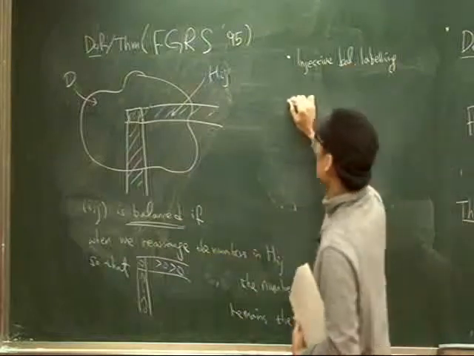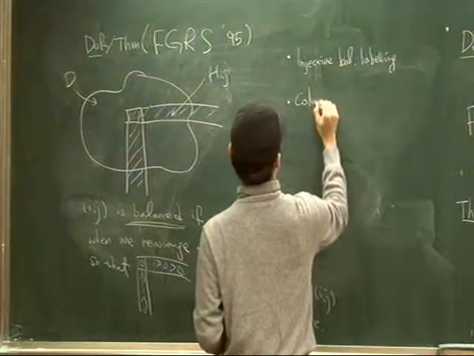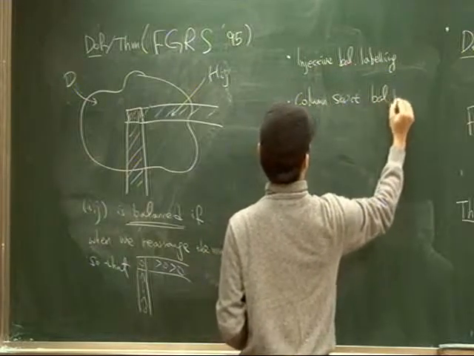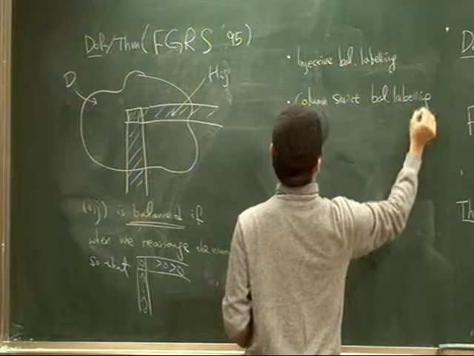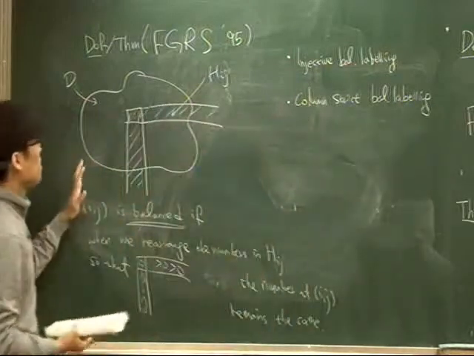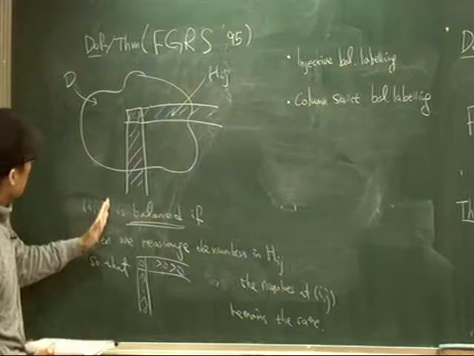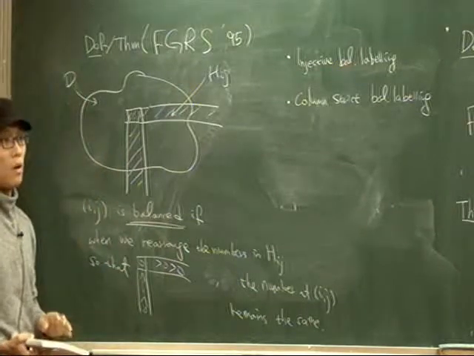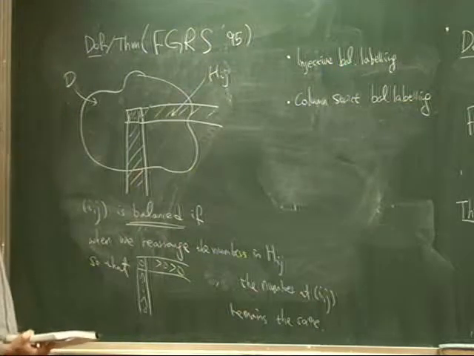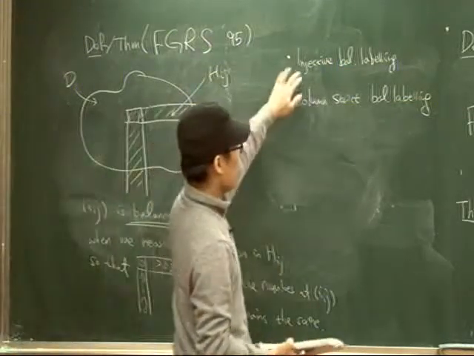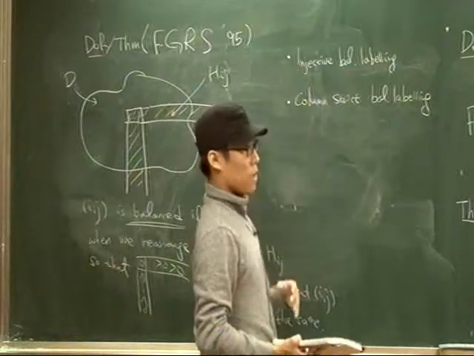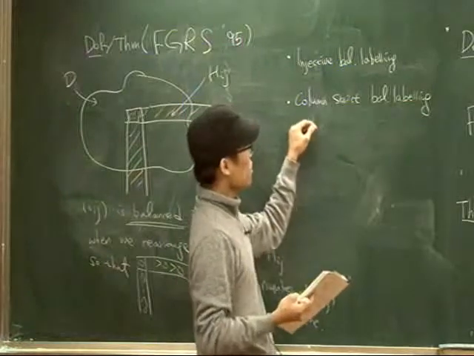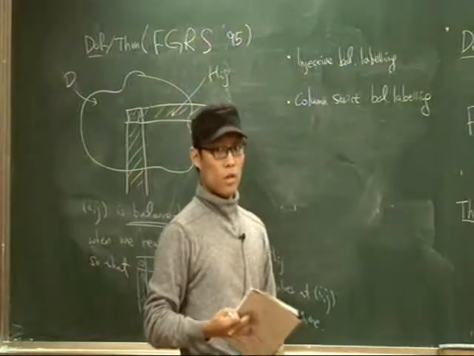And column strict balanced labeling is a balanced labeling such that if we look at each column, the numbers appearing in the column are all distinct. An injective balanced labeling has to contain only the numbers from 1 to the number of boxes, but a column strict balanced labeling doesn't have to.